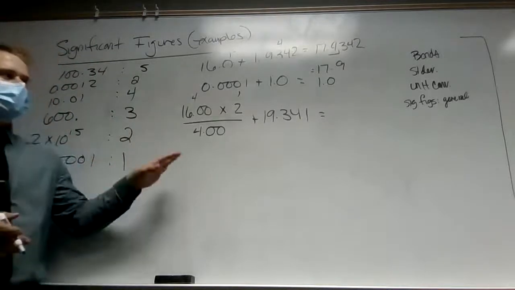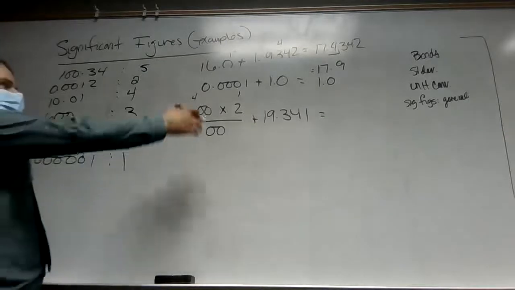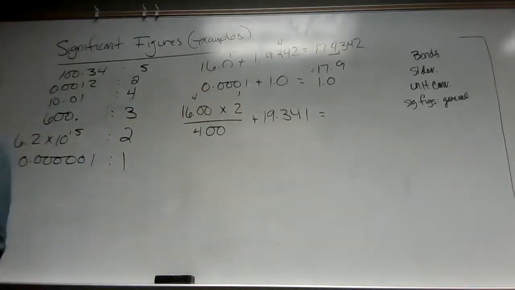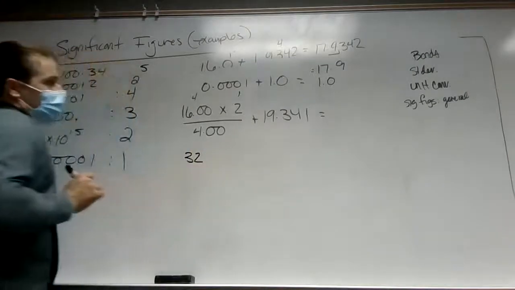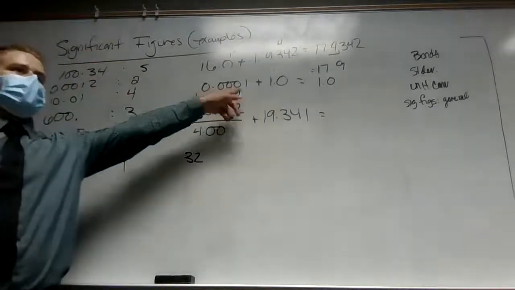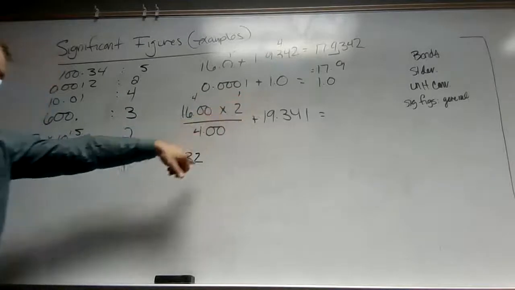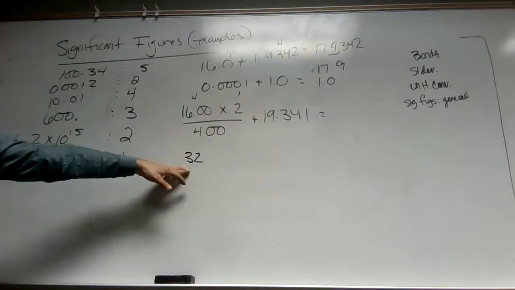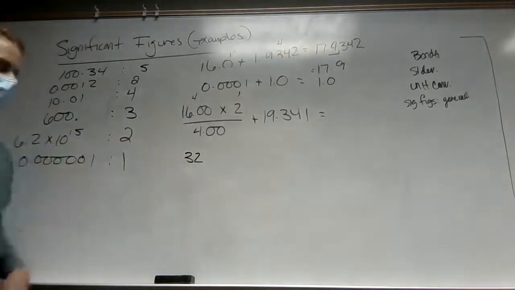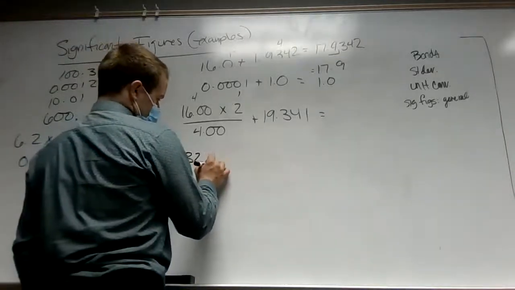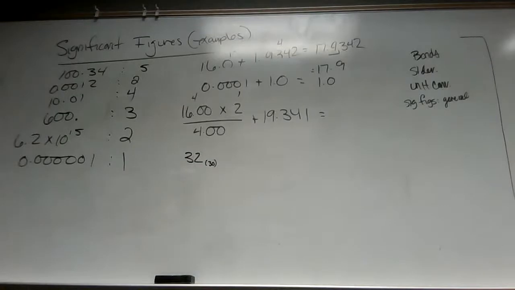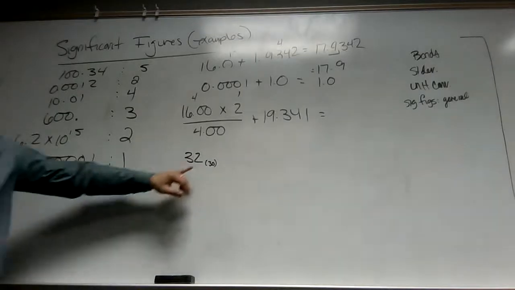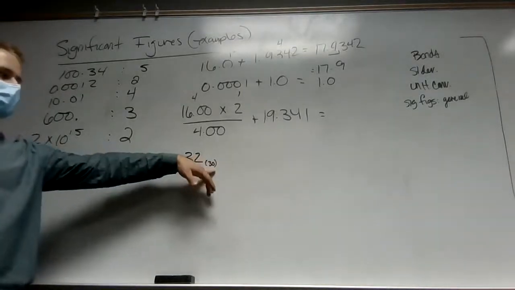I'll show you what that means. What's 16 times 2? 32. But we can only have 1 sig fig. So what does that mean that this number is? 30? Working with these numbers, note what it is and how many sig figs it has.